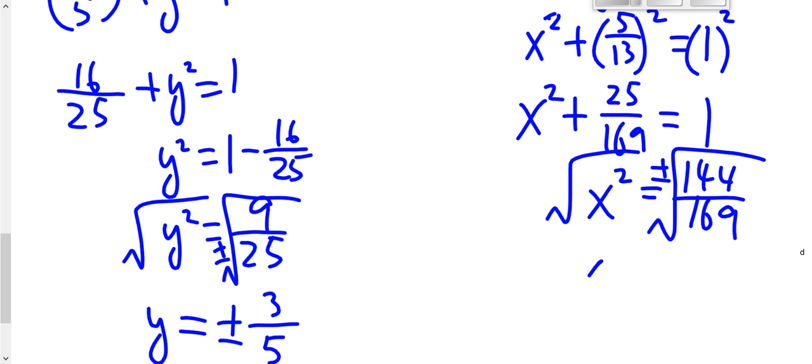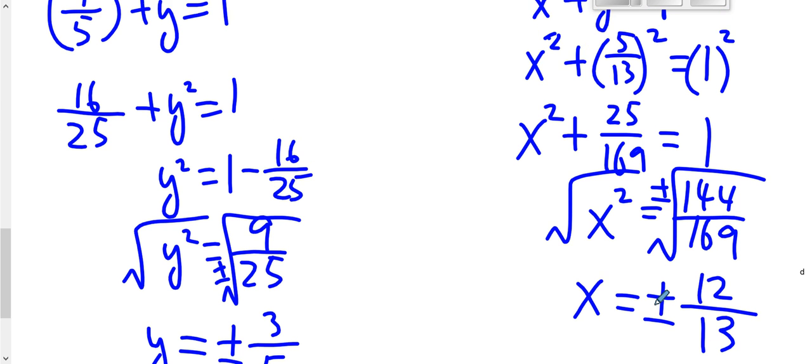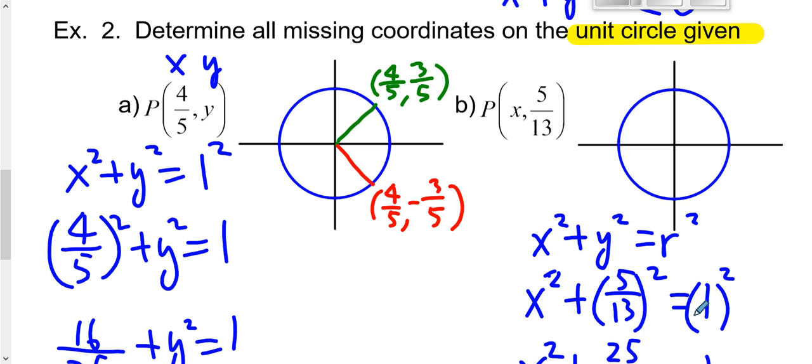So left hand side is now x. Right hand side, of course, plus and minus 144, I hope you know that it is a perfect square of 12. The bottom, 169, is a perfect square of 13. So that means my two x values are 12/13 and negative 12/13. So let's sketch it here.